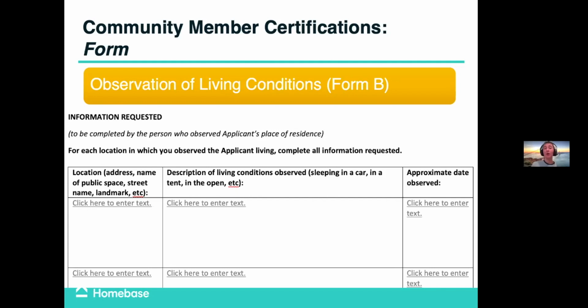So were they sleeping in a car? Did they have a tent? Were they out in the open? Something to demonstrate that the situation was observed. And then the approximate date. So for community members, you want them to get it within the month. An approximate date is best, but you definitely want them to specify the month that they observed the client staying in that situation.